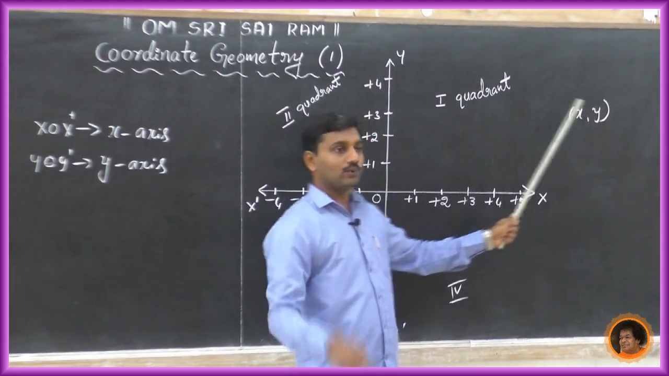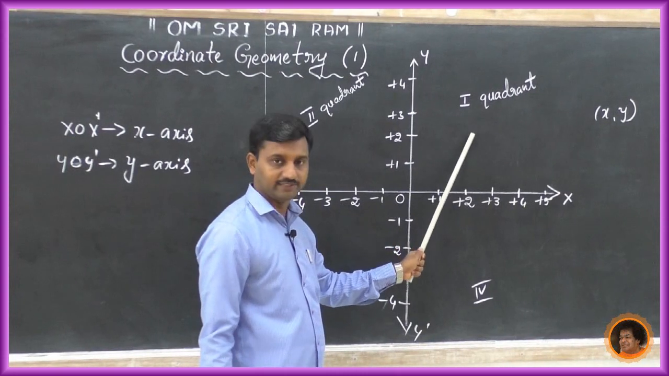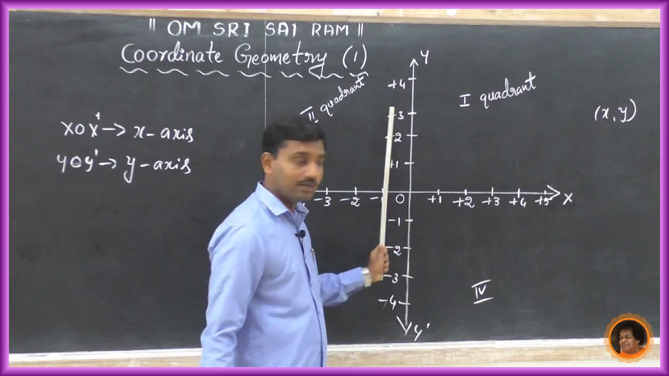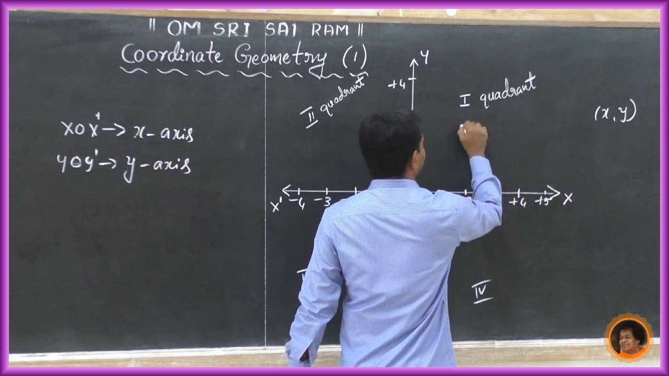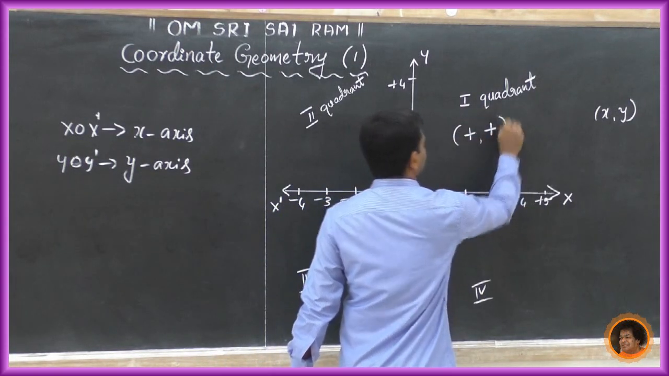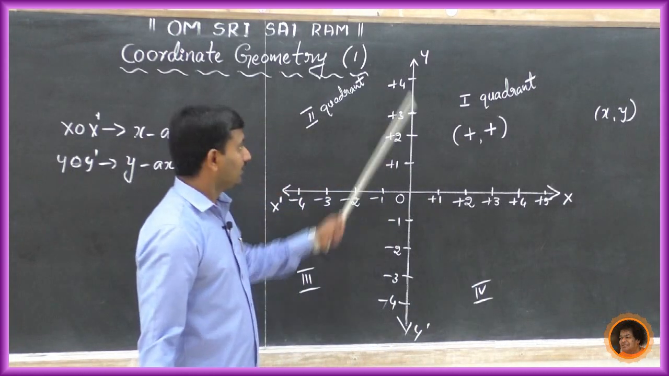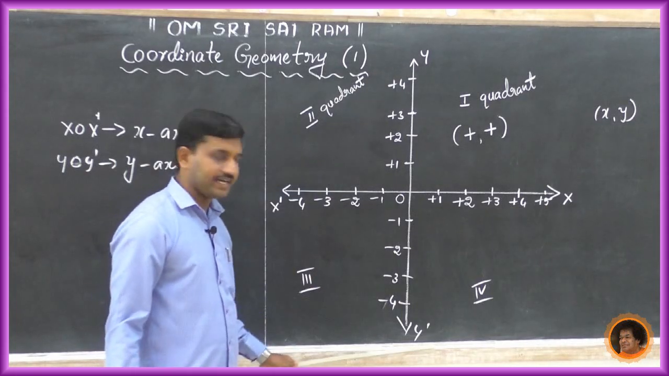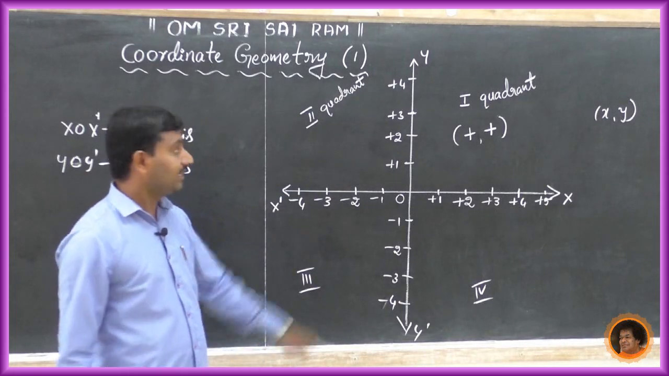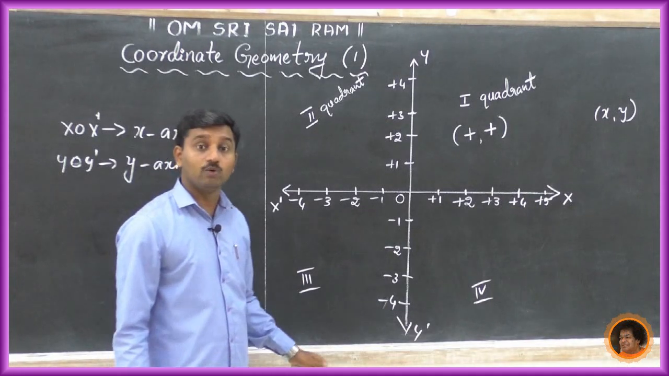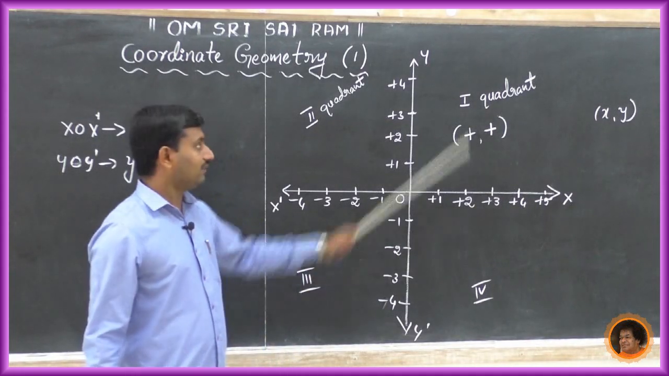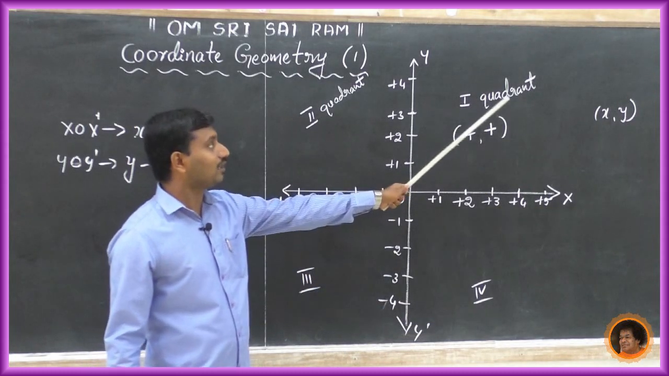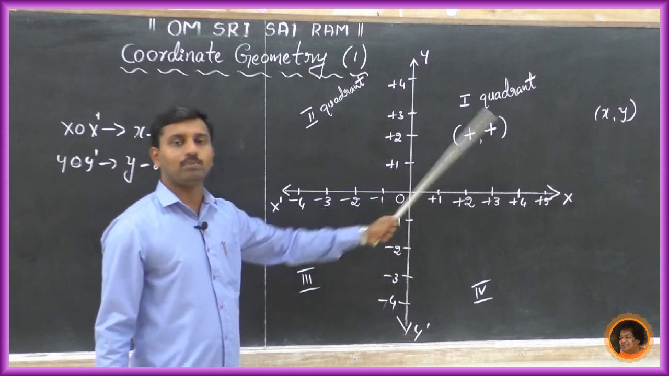My question is, what is the sign concept of the first quadrant? The x coordinate is plus and the y coordinate is also plus. So therefore the first quadrant is plus plus. The perpendicular axes x, O, x dash and y, O, y dash, or the coordinate axes, divide the plane into how many quadrants? Four quadrants. First quadrant, second quadrant, third quadrant and fourth quadrant. So the sign concept of the first quadrant is plus plus.